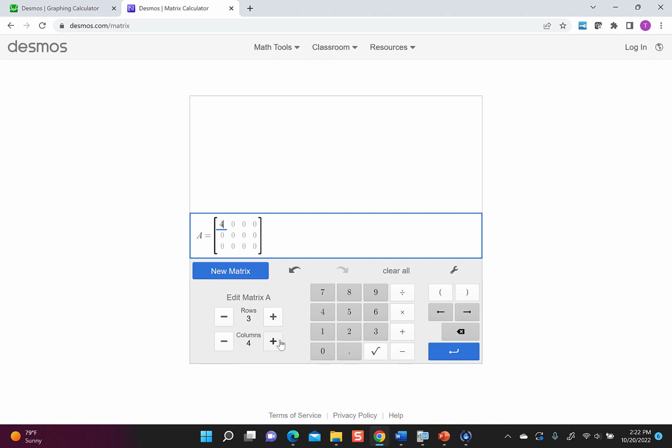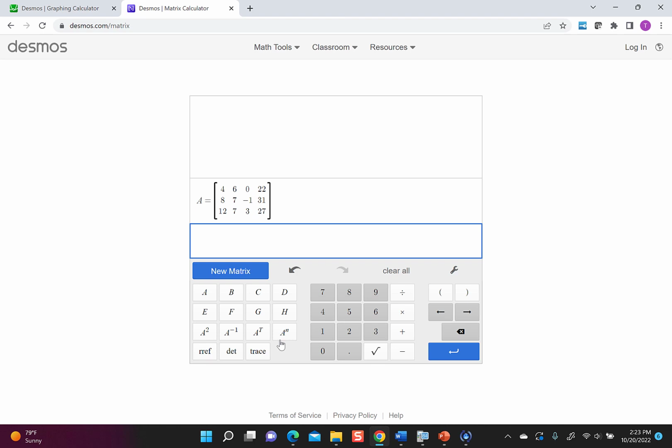So I'm entering 4. Hit tab to get to the next number. Don't hit enter. Enter will go to a whole new line. So you want to hit tab to move around. So 4, 6, 0, 22. Again, tab to the next line. I have 8, 7, negative 1, 31. Last line, I have 12, 7, 3, 27. Once you have it all entered, you can hit enter to go to the next line.